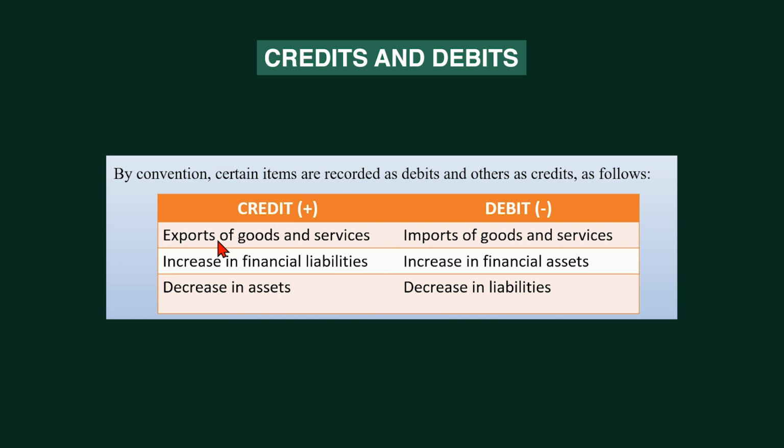Now under credit, we will be including all exports of goods as well as services. Increases in financial liabilities will be included on the credit side, or any activity that leads to reduction in the assets of the country will be recorded on the credit side. Whereas the opposite will be recorded on the debit side, like imports of goods and services, any activity that increases financial assets of the country, or a decrease in liability of the country, will be recorded on the debit side of the balance of payment.